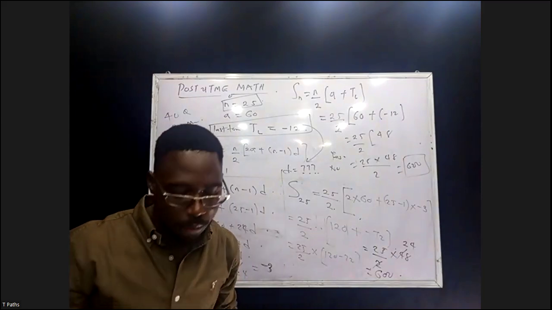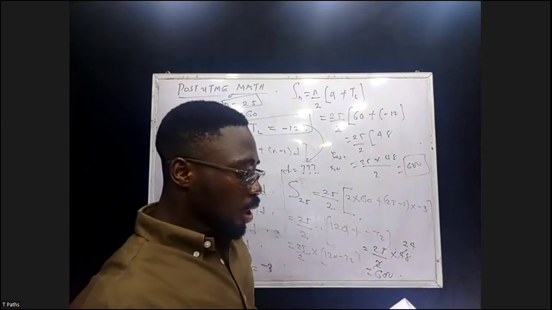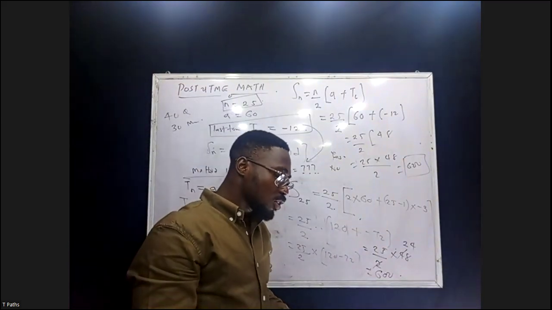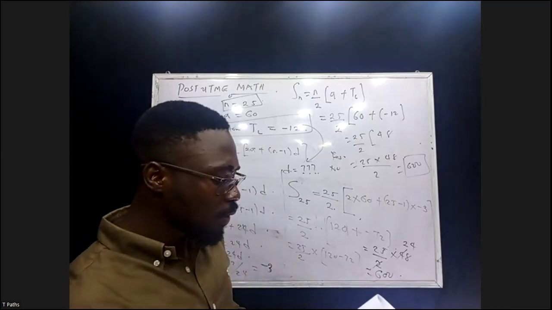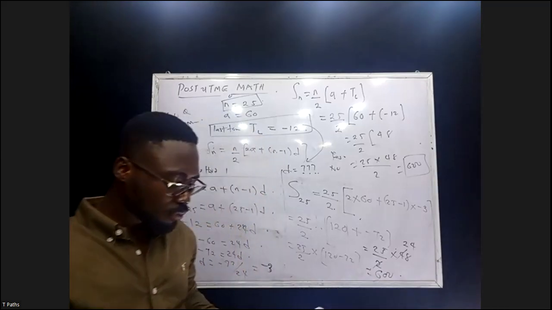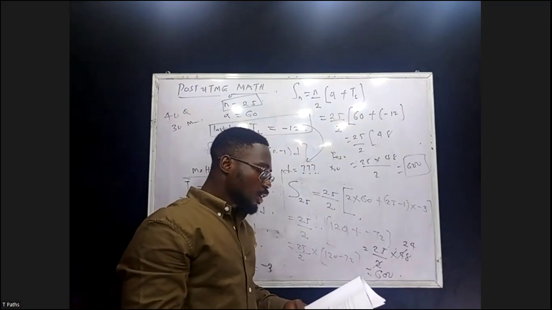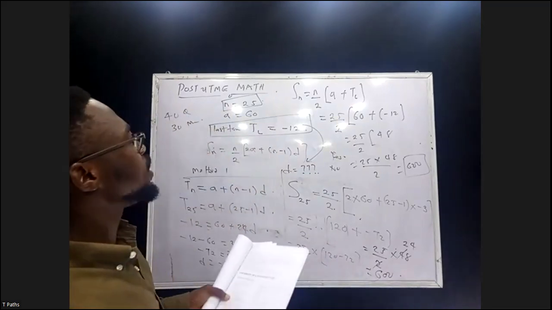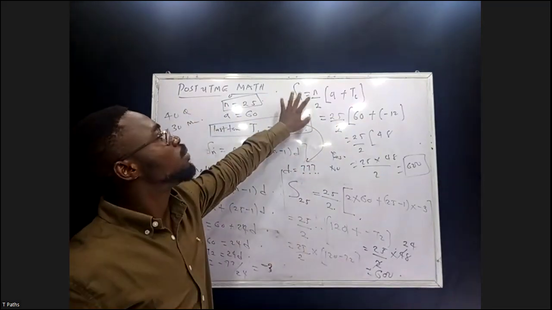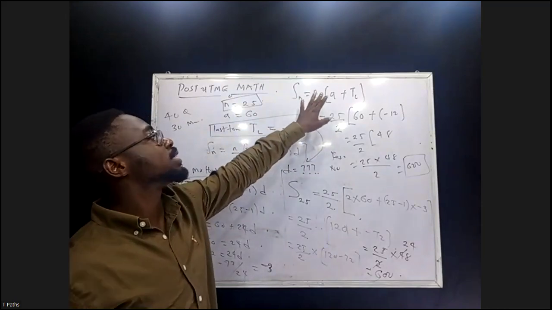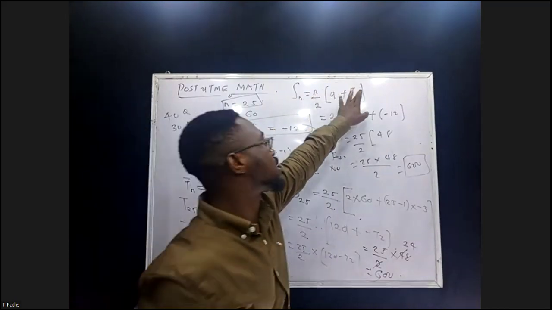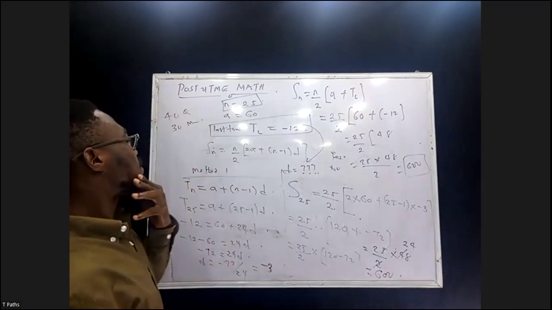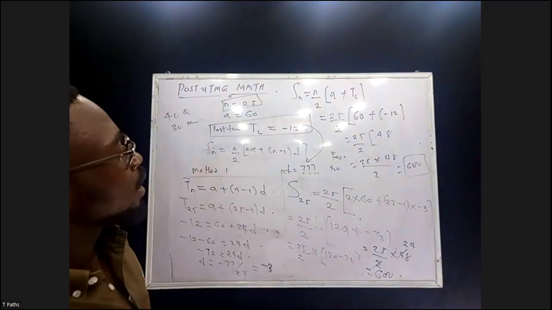Now, I believe there are no questions under that. I'll be taking another question. So please take note of this formula: sum of n terms equals n over 2 into bracket a plus the last term.